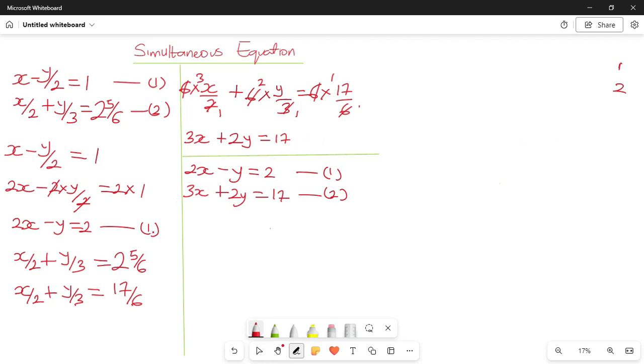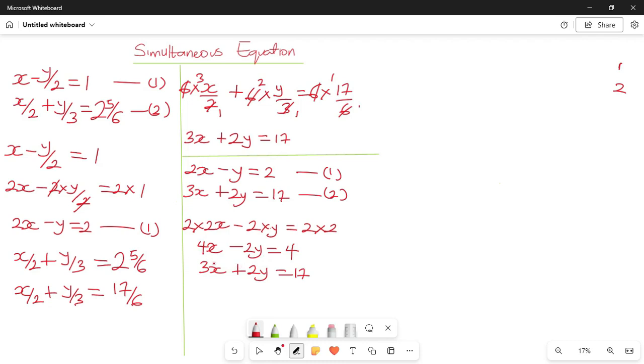So for equation 1, we have 2 times 2x minus 2 times y equals 2 times 2, and that is going to give us 4x minus 2y equals 4. For equation 2, we are multiplying all the terms by 1, so that is still going to give us 3x plus 2y equals 17. So this is equation 1 and this is equation 2.